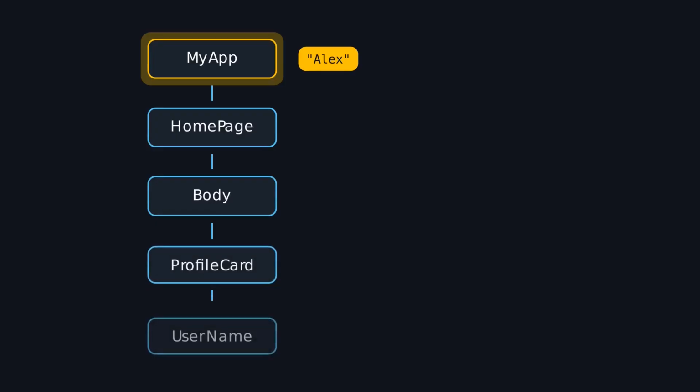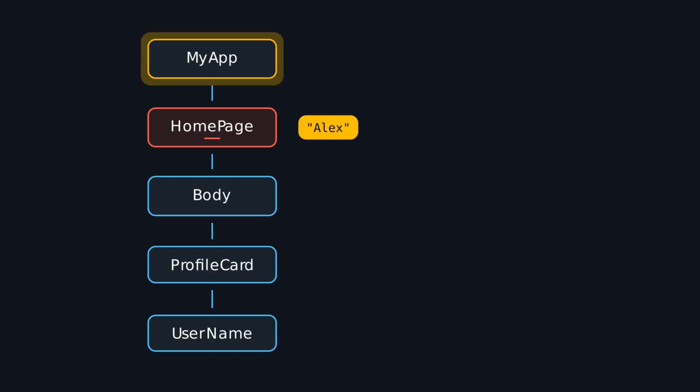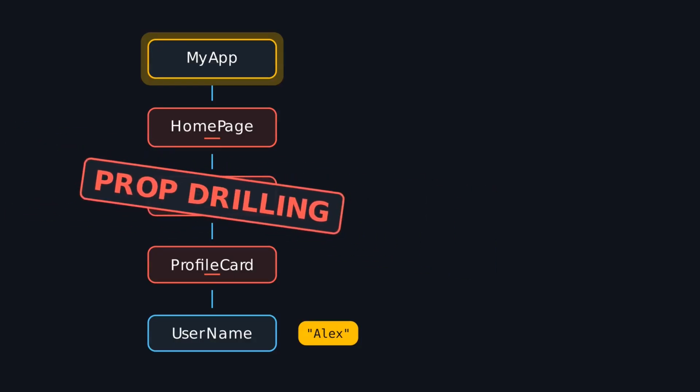Imagine your app knows the user's name at the very top in MyApp, but the widget that actually displays it is buried 5 levels deep. So what do you do? You pass it. MyApp hands it to HomePage. HomePage hands it to Body. Body hands it to ProfileCard. And ProfileCard finally hands it to Username. Congratulations, you've just done prop drilling.